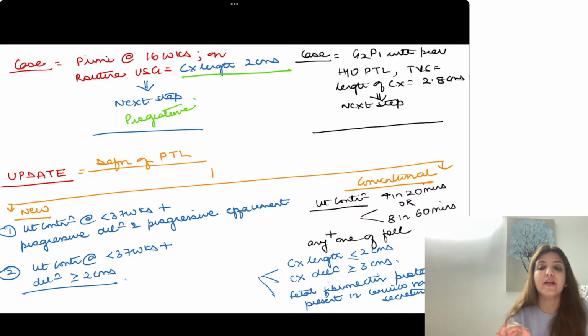Right? So over here, it is an incidental finding on ultrasound that the cervical length is 2 centimeters. She doesn't have any previous history of preterm labor. My next step becomes progesterone. Do not say cervical cerclage.